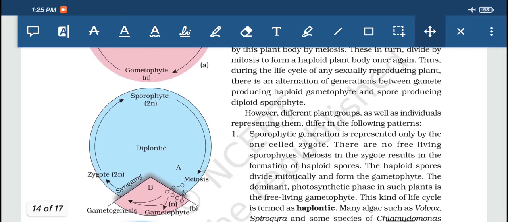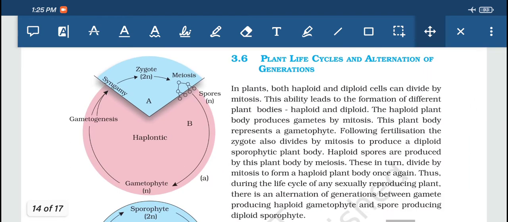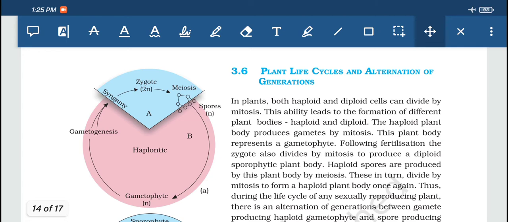So here you can see the diagram of the haplontic life cycle. The pink represents the gametophytic phase. The pink, which represents the gametophytic phase, acquires much of the space in the circle, whereas the sporophytic phase has much less area in it. That means diagrammatically they are showing us that the gametophyte is more dominant than the sporophyte.